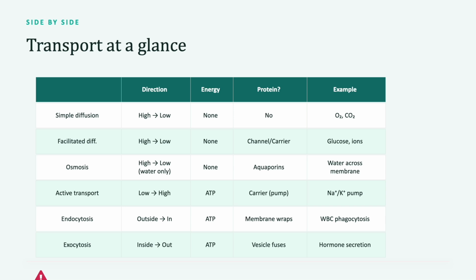Active transport: low to high, ATP needed, carrier pumps like the sodium potassium pump. Endocytosis brings big things in. ATP needed. Membrane wraps around. Exocytosis pushes big things out. ATP needed. Vesicle fuses with the membrane. Screenshot this table. It covers every transport type an exam can ask about.